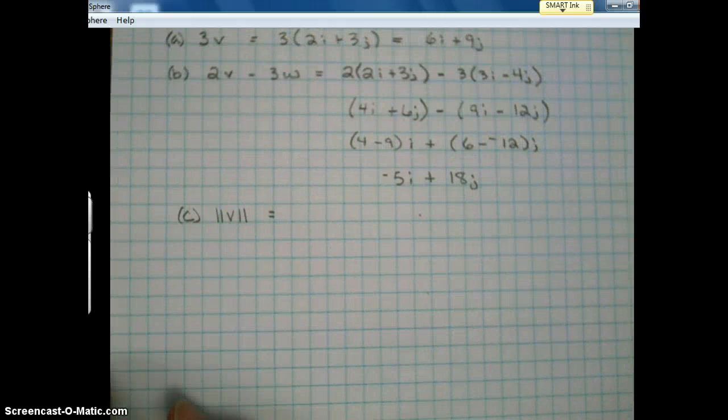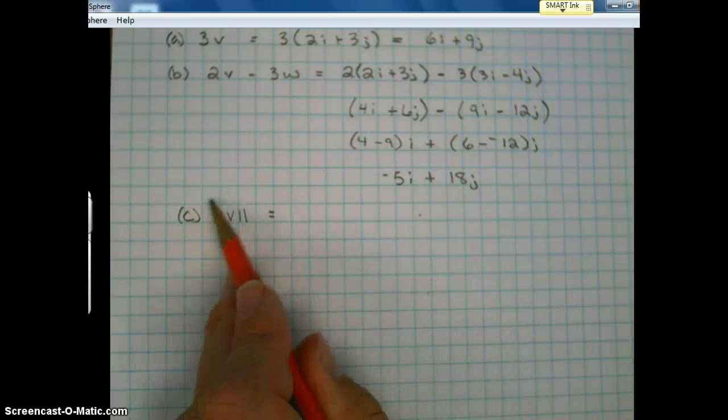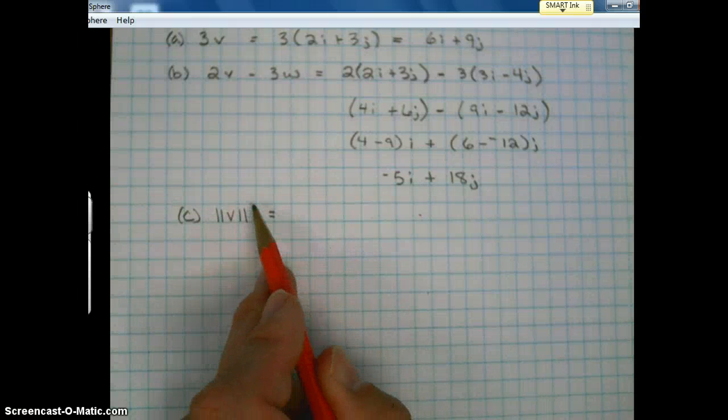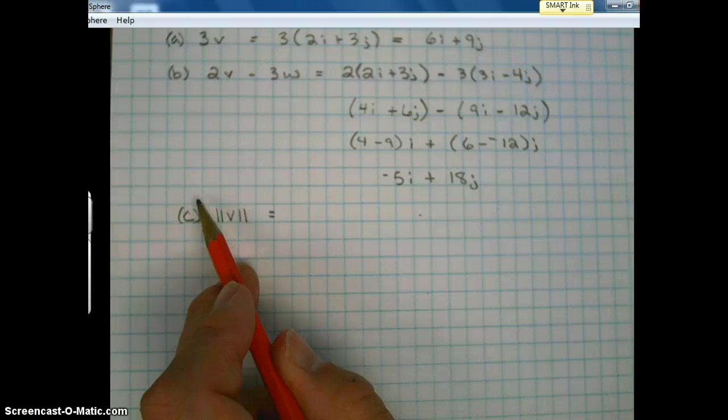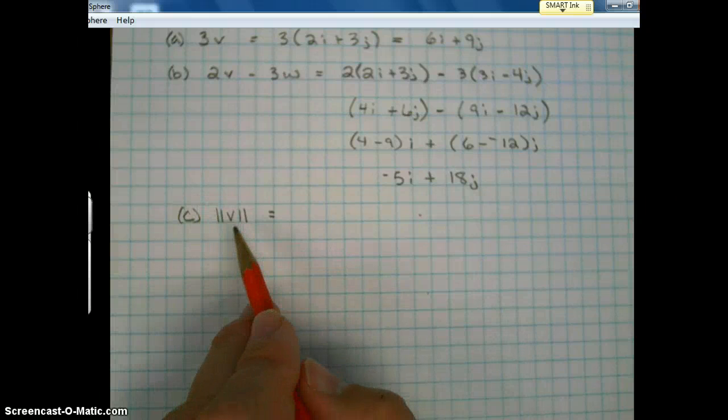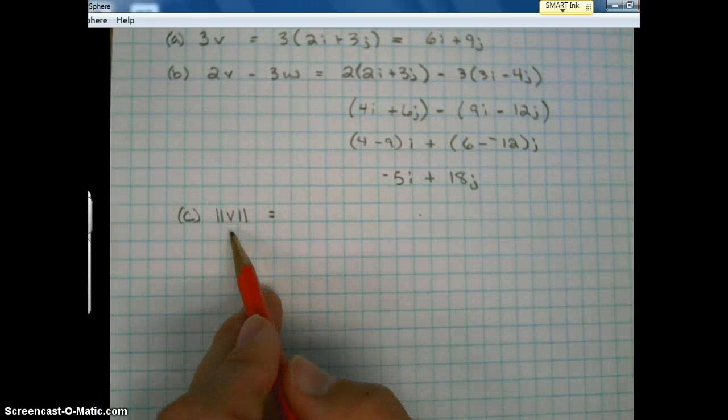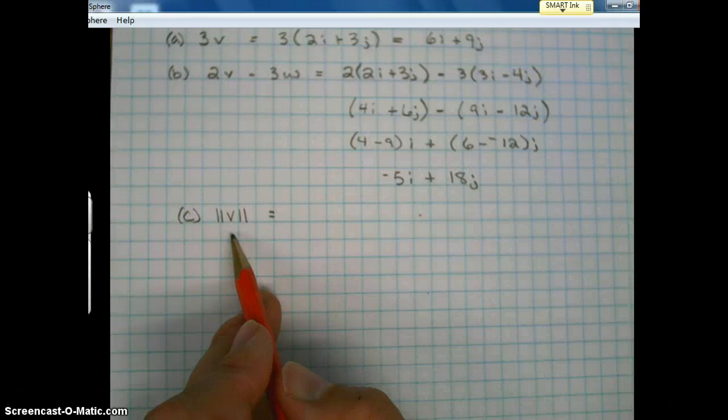Okay, next example. Let's say we want to find the, do you remember what this symbol represents? That's correct. Good job, Alex. Magnitude. Why am I saying Alex? He never watches my videos. Good job, Reed. I know you do. Thank you.